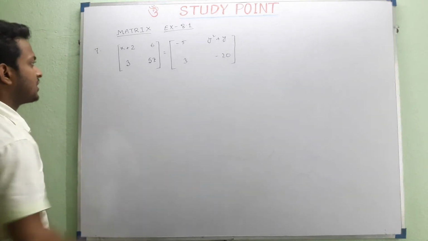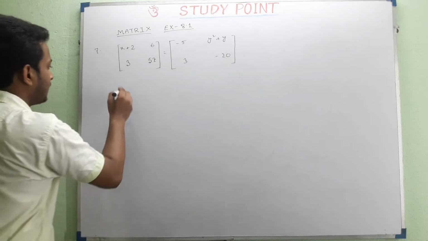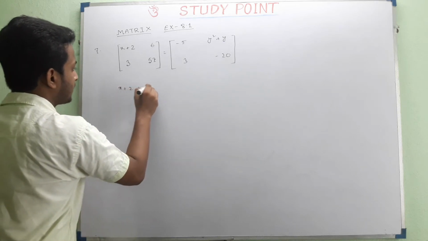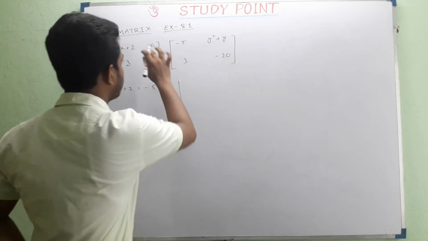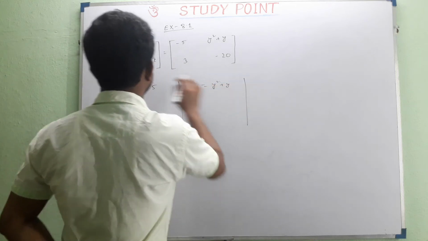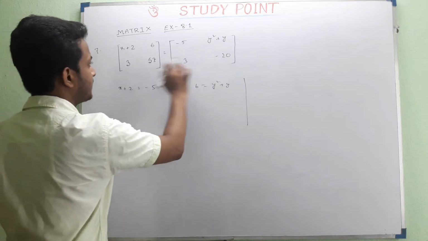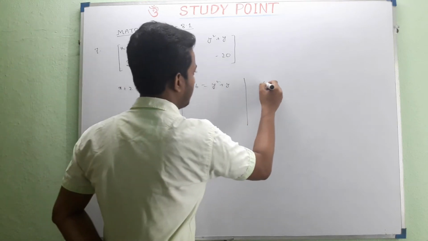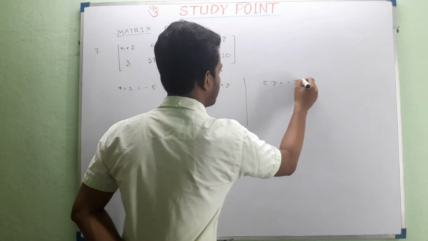Now the next one is question number 7. So the same thing, we will first write these equal and then try to solve. 6 is equal to y square plus y. This one, 3 is equal to 3, so 5z is equal to this one. 5z is equal to minus 20.